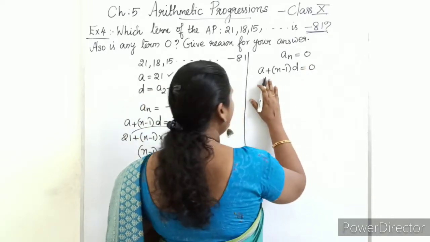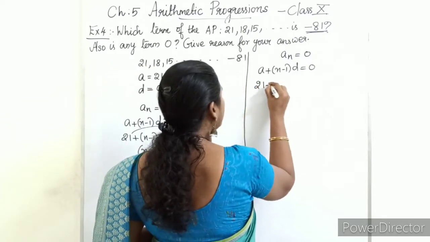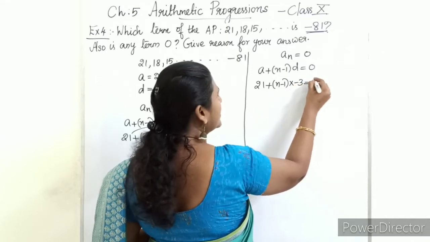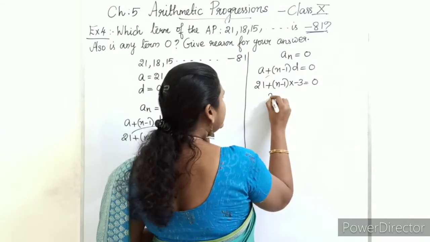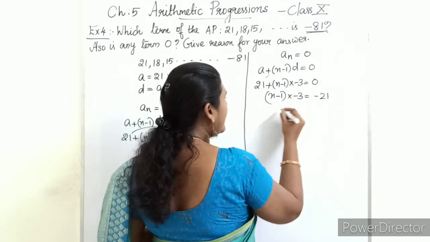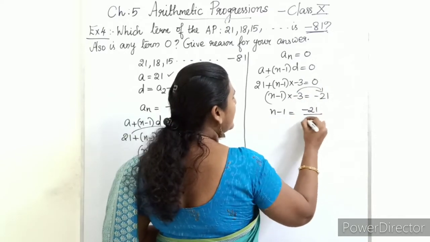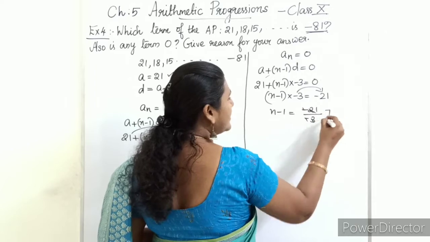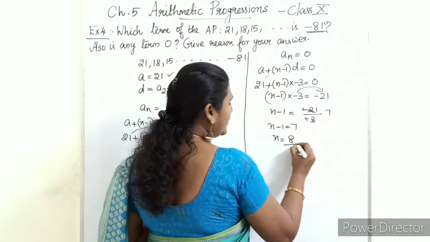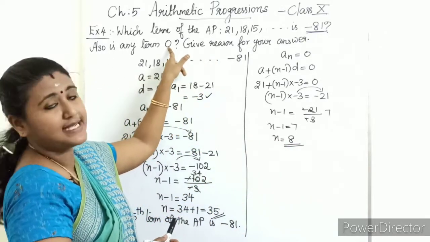Substituting the a and d values, we get 21 plus n minus 1 into d, which is minus 3, equal to 0. We will take this 21 to the right side. So n minus 1 into minus 3 is equal to minus 21. In the next step we will take minus 3 to the right side. So minus 21 by minus 3, when you cancel this, you will get 7. So n minus 1 equal to 7, so n is equal to 8. It means the 8th term of this AP is 0.